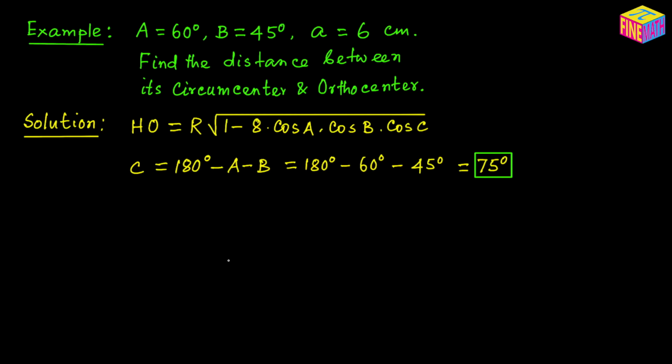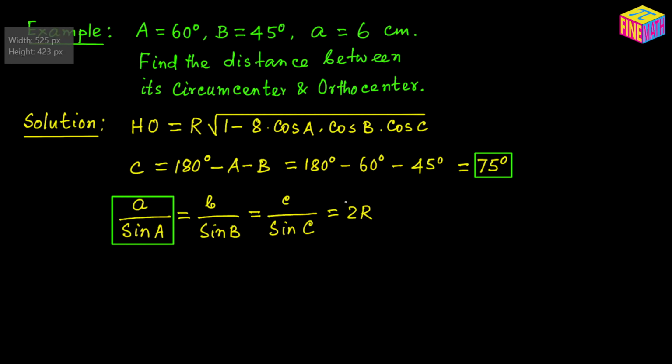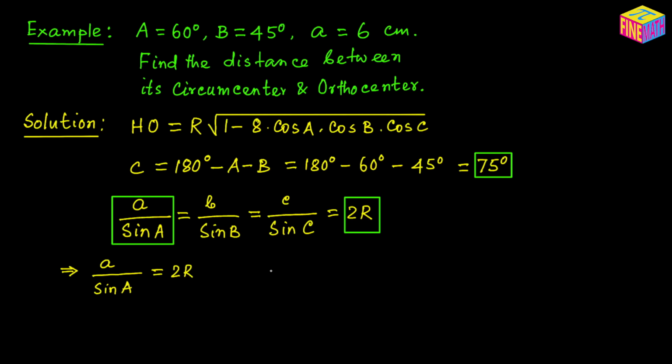Next, let's calculate the value of r, which is the circumradius. Well, from the sine law, we know that a over sine a is equal to b over sine b is equal to c over sine c is equal to 2 times r. And now I'm going to take these two portions. So from here we can say then a over sine a is equal to 2 times r, and from here r will be equal to a over 2 times sine of a.